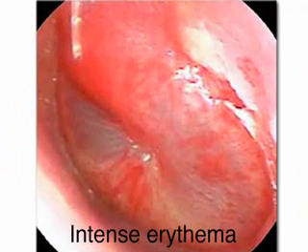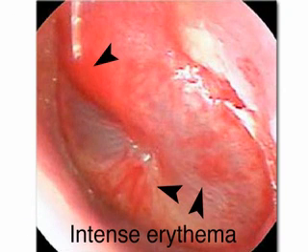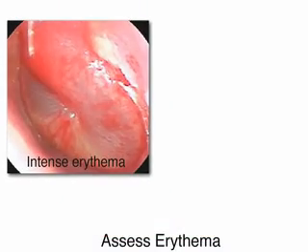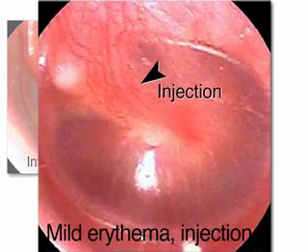Look for areas of intense erythema on the tympanic membrane, a finding that indicates acute inflammation. When present together with opacification and bulging of the tympanic membrane, this finding supports the diagnosis of acute otitis media. Mild erythema and injection of the tympanic membrane are nonspecific findings and often occur if the child is crying during the examination.